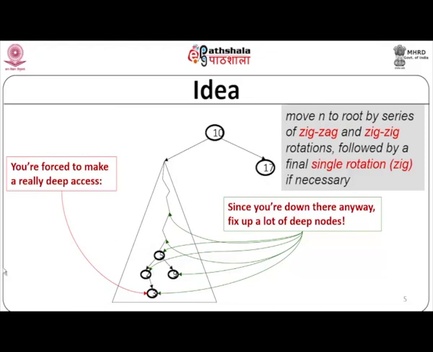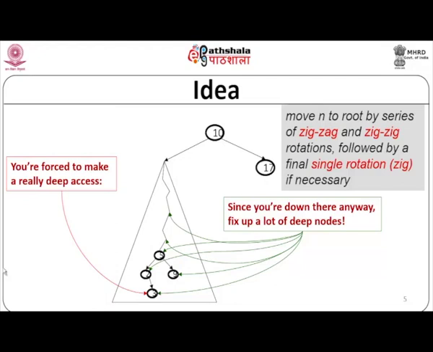You have gone to a deep node, since you are there anyway, and you have a lot of deep nodes there. So, try to move those nodes up the tree, this is what we are trying to do. If you want to move up the tree, it means to the root. So, suppose you want to move n to the root, what do you do? You do it by a series of operations which we call zigzag operations.